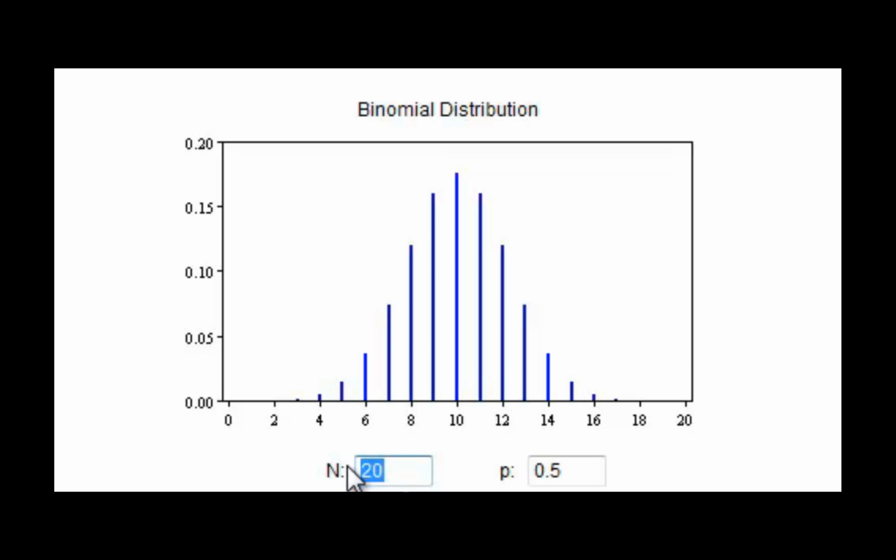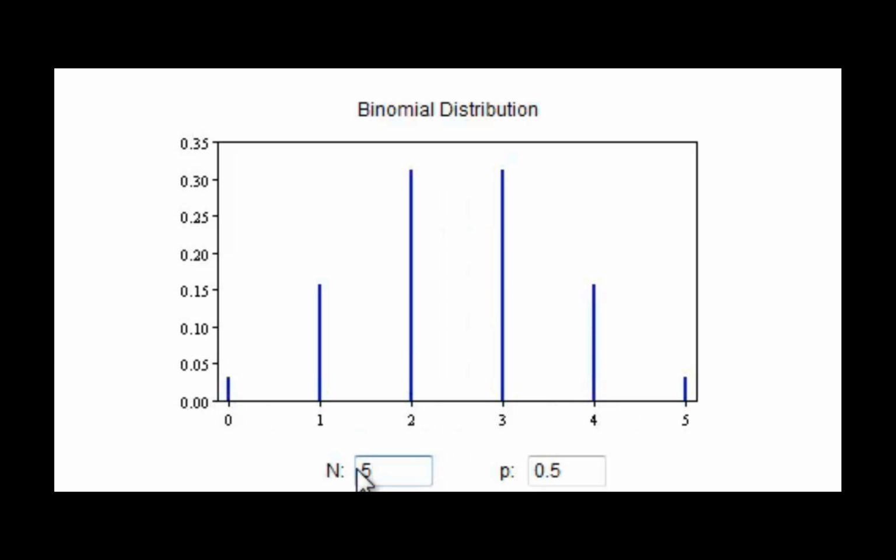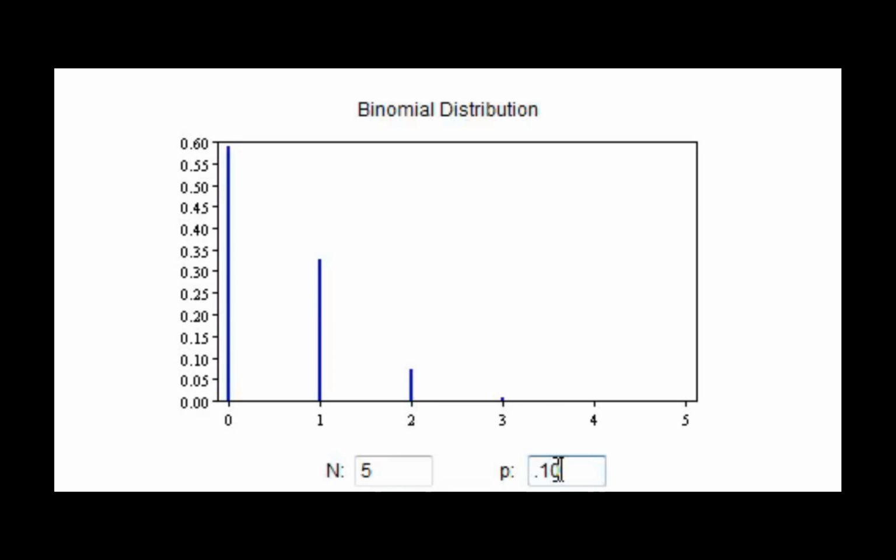And so if we flip the coin 100 times, you can see what happens. It becomes much more of a smoother, traditional, normal, bell-shaped curve. And if we go back now, I want to show you what happens with probabilities of success that aren't symmetric or that aren't 0.5. So we're looking at, let's say, 5 trials, and a probability of success of 0.1.